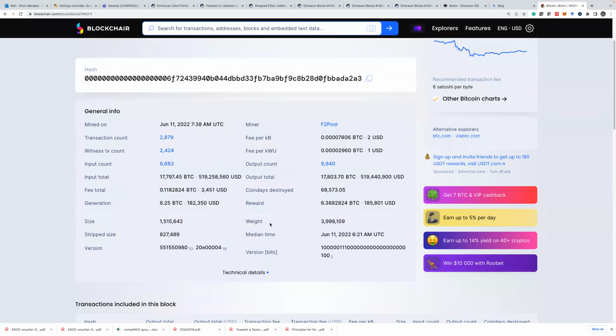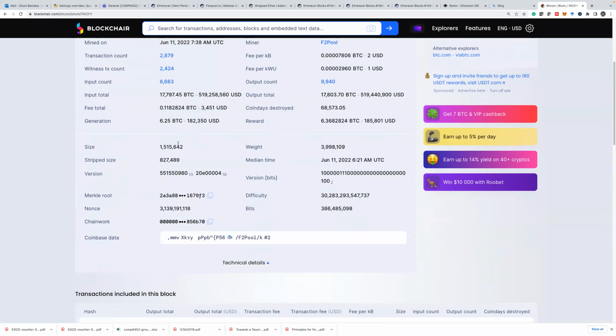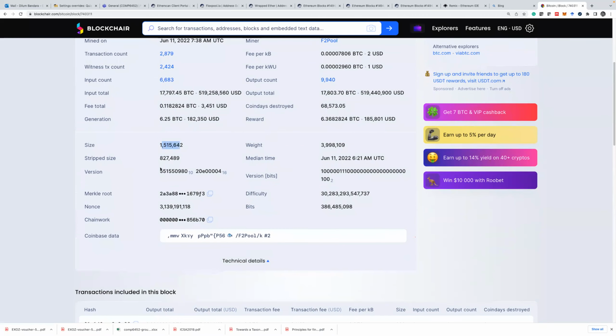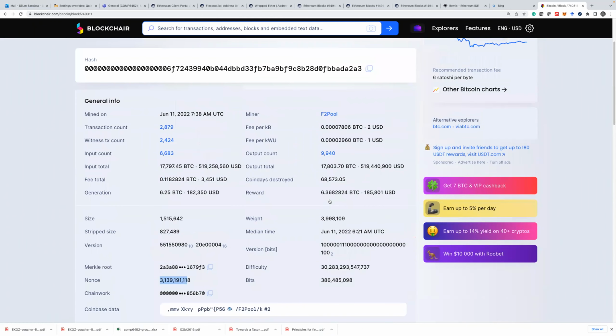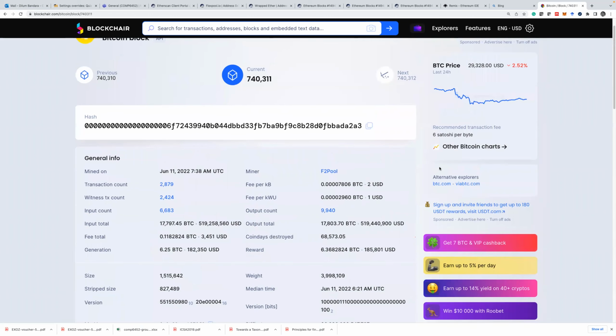What else is interesting? Okay. So again, the size of the block is about 1.5 megabytes. And this is the version number, which in that slide was just an example. And here's the Merkle tree root. So this is calculated using all the other transactions, and the nonce, and a few other things. We can skip them for the moment. Okay. So let's go back.